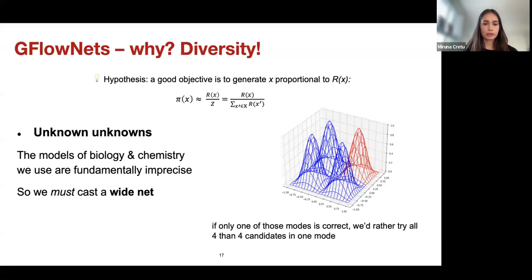And this is especially important in biology and chemistry, where the models that we use to approximate things that we care about, things like properties of molecules or affinities of molecules to other molecules, are fundamentally imprecise, right? We have this trade-off between cost and accuracy of models, of calling a model. So in this scenario, it's better to cast a wide net. In this example here, we'd rather try all four modes rather than oversampling from one mode, because it's very likely that some of the modes are incorrect because of the specification of the reward function being incorrect.